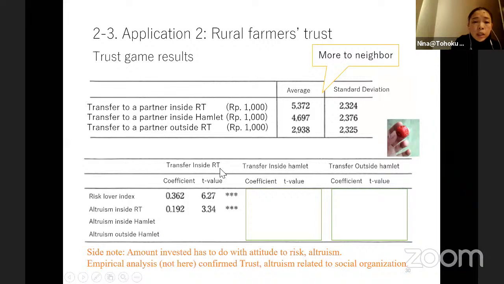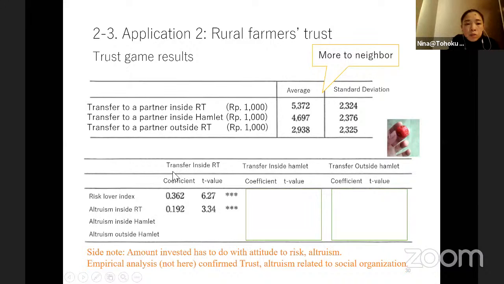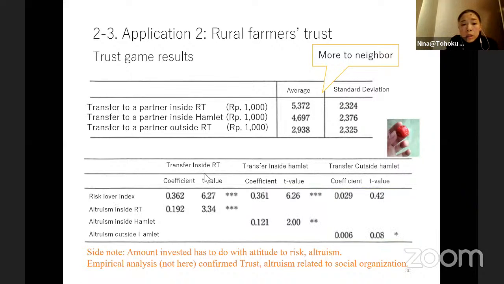And this is the statistical analysis part. The transfer to an inside-RT partner is determined by whether they are risk loving or not. Gamblers invest more. And this is the coefficient. If this is positive, it means the risk loving index and transfer are positively correlated. And also the altruism index and transfer in the trust game are positively correlated. This tendency is shown in all cases: inside RT, inside hamlet, and outside hamlet. But the linkage between altruism and trust is strong for the case of neighbors.